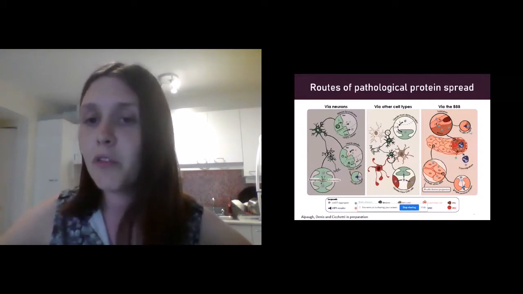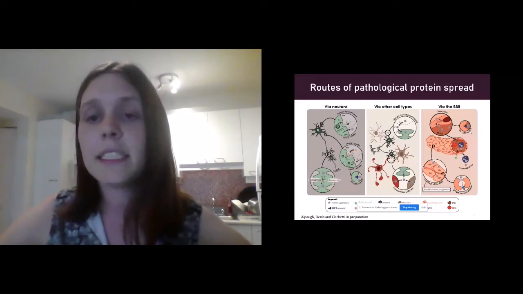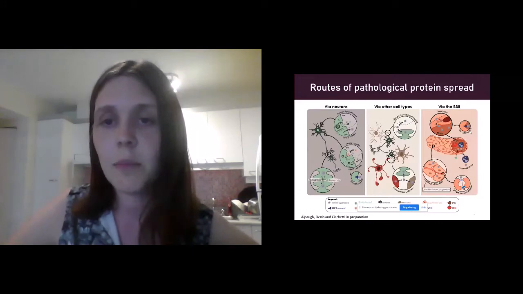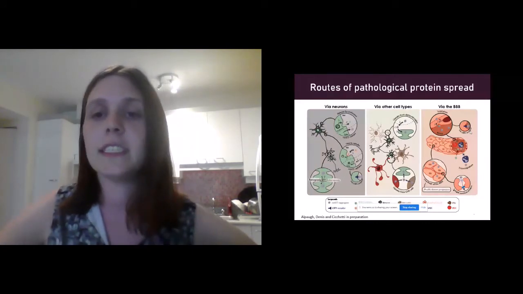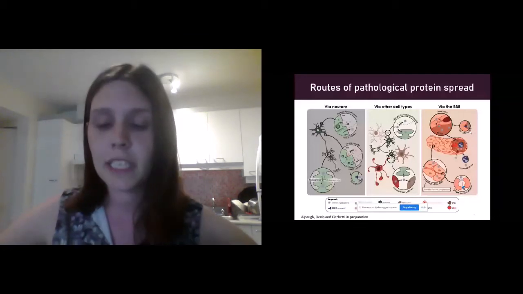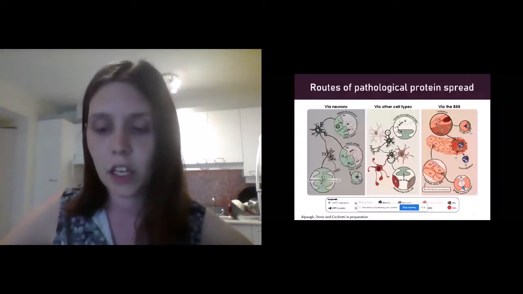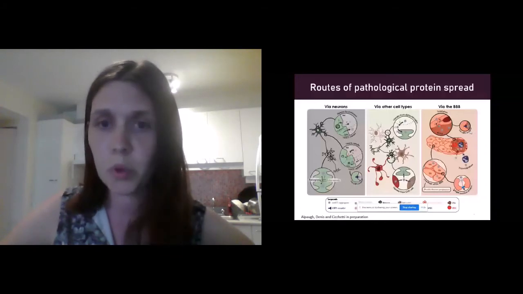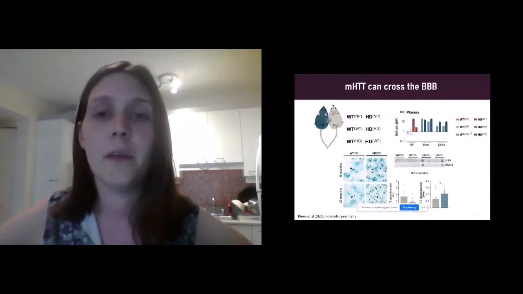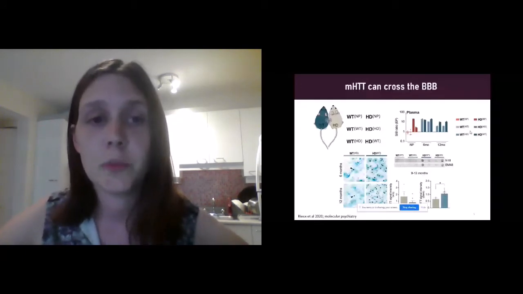The route that I'm going to focus on the most in my talk today is the possibility of transfer from more distal regions, such as the periphery, through the bloodstream. So this would involve the protein being in the bloodstream and moving into the central nervous system, or initiating in the central nervous system and moving into the periphery, which could be potentially a source of clearance of some of these pathological proteins. All right, so why are we interested in the blood-brain barrier and in circulation particularly?